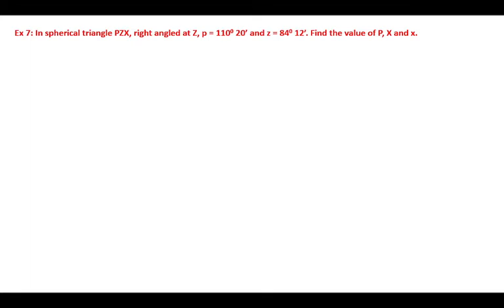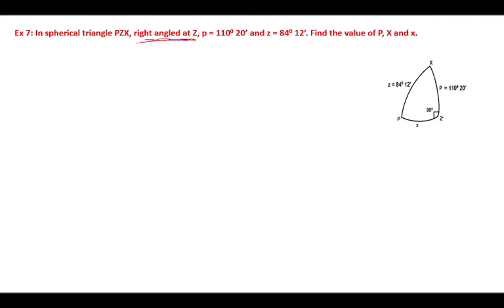You'll see the question is on the screen. In a spherical triangle PZX, it is right angled at Z. So the important thing is that we are given this triangle is a right angled triangle. As it is a right angle triangle, step number 1 is to draw a Napier circle, because this problem can be solved by a Napier circle. First we'll draw a rough sketch. The rough sketch is like this.